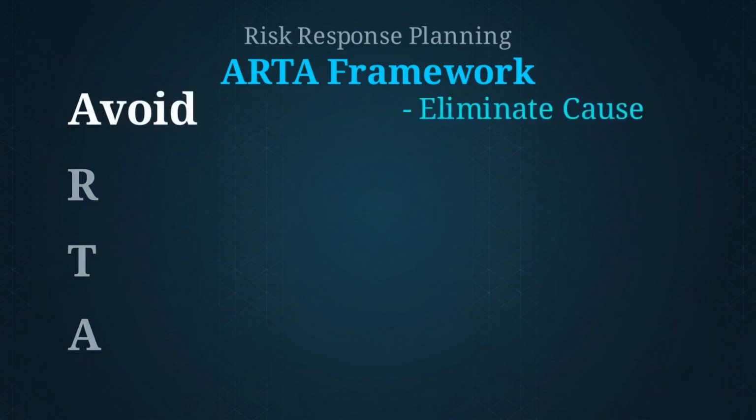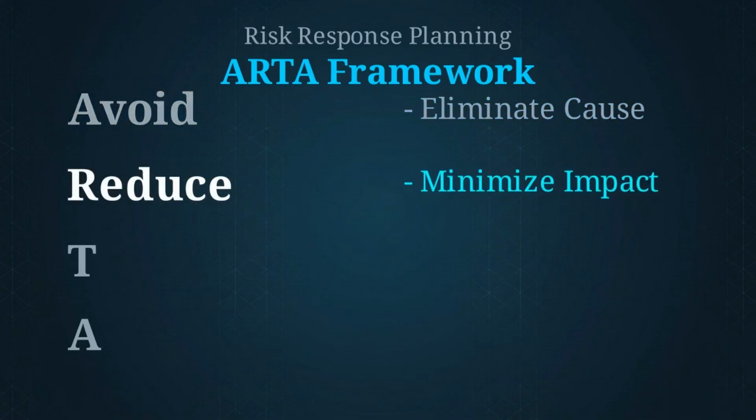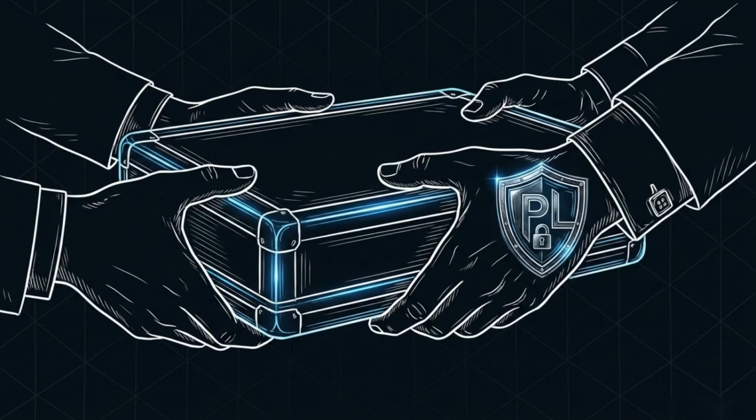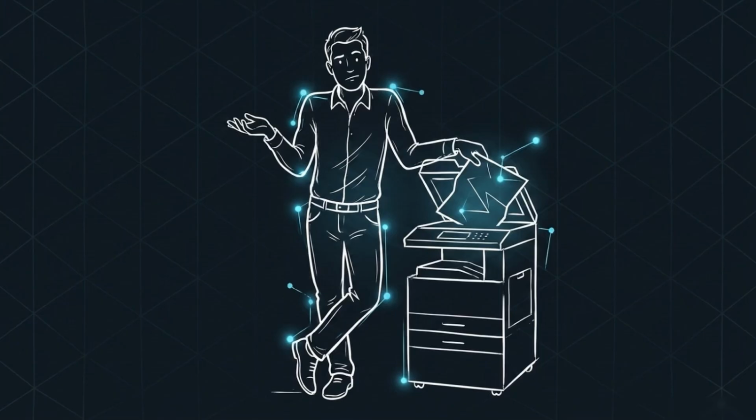First, avoid the risk by altering the plan to eliminate the root cause. Second, reduce the impact, like scheduling automated daily backups. Third is transfer, which shifts the liability to a third party through insurance or a cloud provider's agreement. And finally, accept. Sometimes fixing a minor risk costs more than the potential damage, so you ignore it.